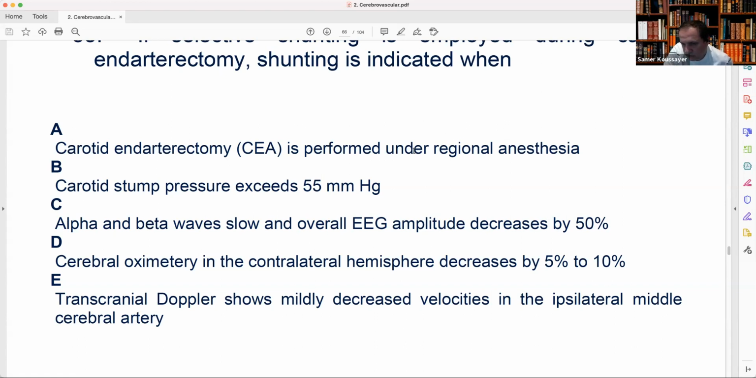Some people, they do shunt all the time. They say, okay, it's being safe, but again, the shunt has its own problems. So I think it's not a good idea. Not to shunt at all.